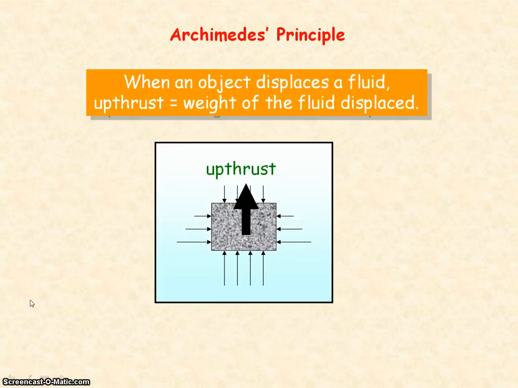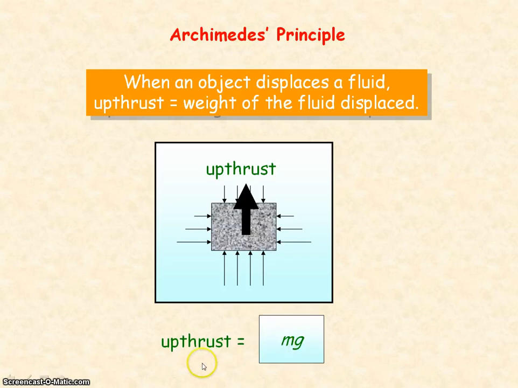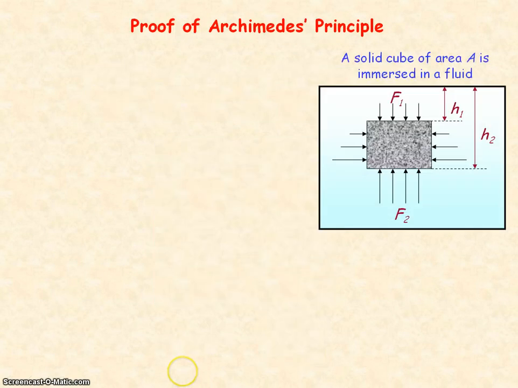Archimedes' principle states that when an object displaces a fluid, then the upthrust is equal to the weight of the fluid displaced. So this is representing the volume of fluid that has been displaced by the object, and the weight of this fluid is equal to the upthrust which is acting on the object. We're now going to go through the proof of Archimedes' principle. It's not a proof that you need to know for the exam, so it's for those who are interested.